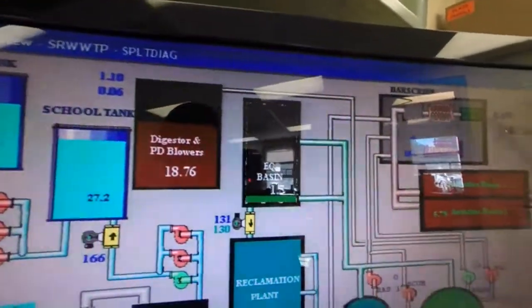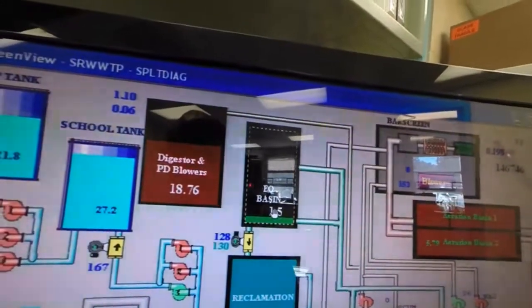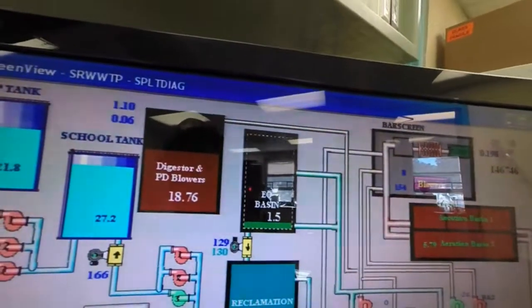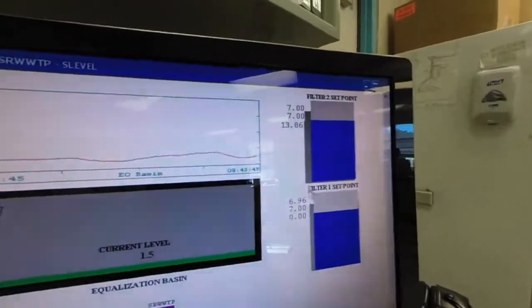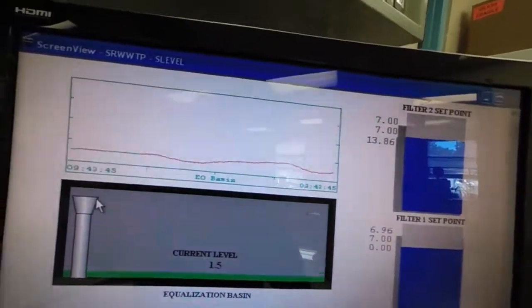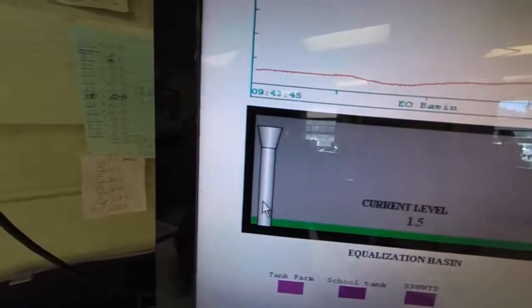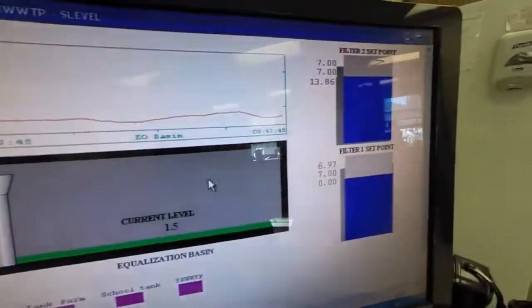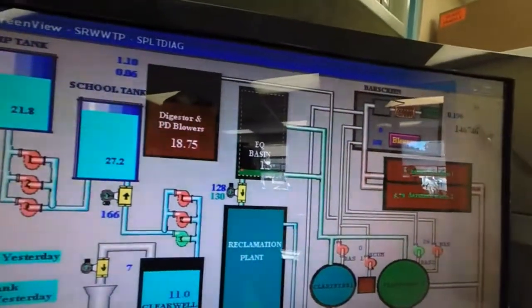EQ basin, make sure that that's not too high. Right now it's only about 1.5 feet high, and it'll go up to about 13.5 feet before it goes into the overflow pipe, and we don't want that. So this is really low, so we're good there.